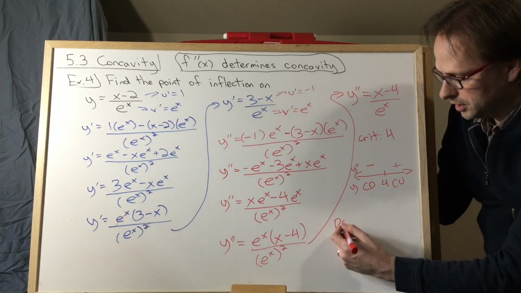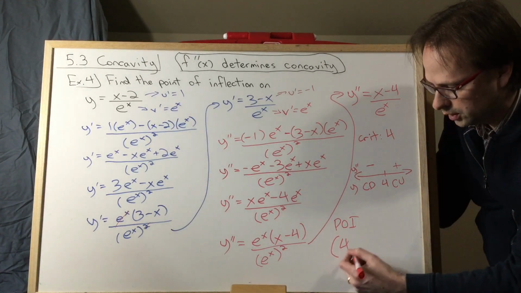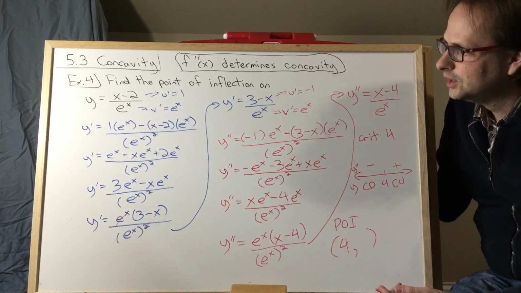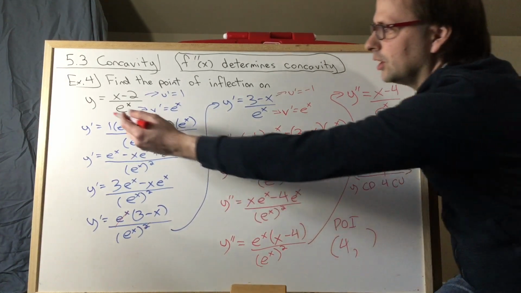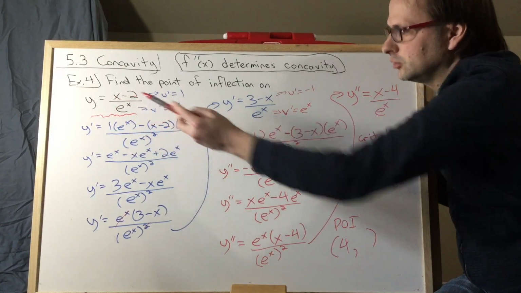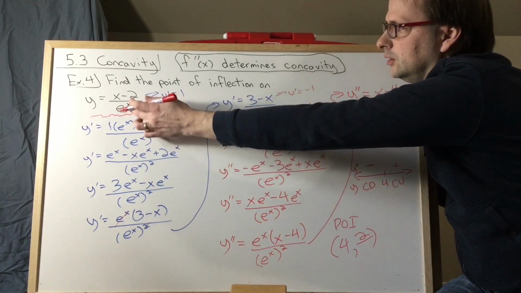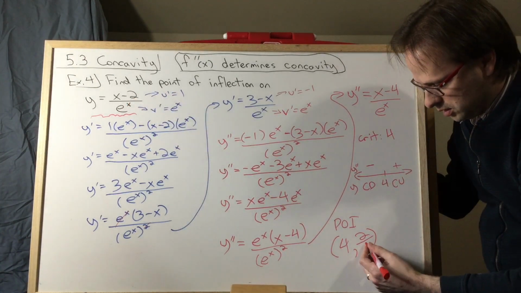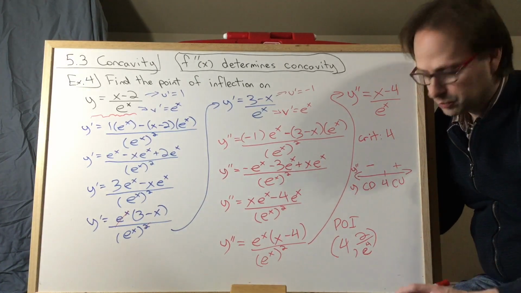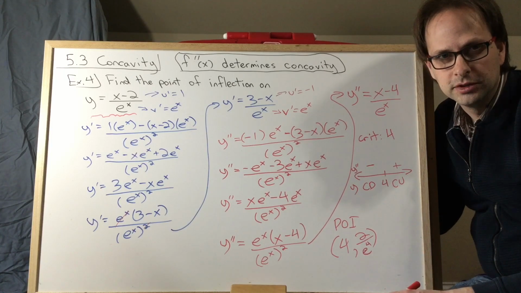I think there's going to be a point of inflection. Well, I know there's going to be a point of inflection at 4. And now I just need the y-coordinate. Now, how am I going to find the y-coordinate? All the way back here. If I put in 4, I'll get 4 minus 2, which is 2, all over e to the 4. And we could write that in decimal form, but it's exact like this. We can check it out on Desmos and see what happens.